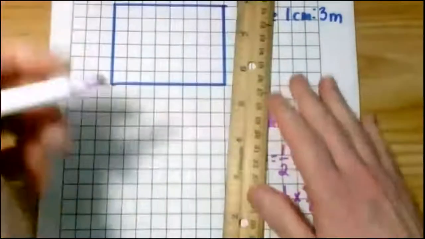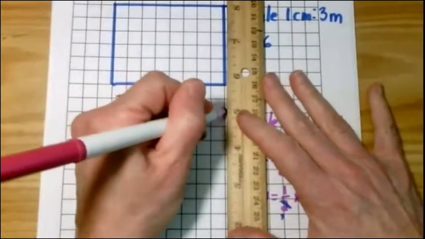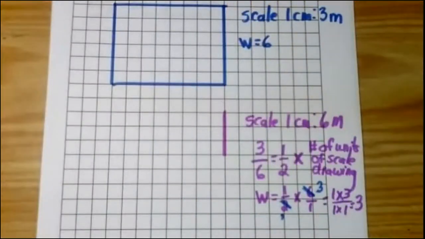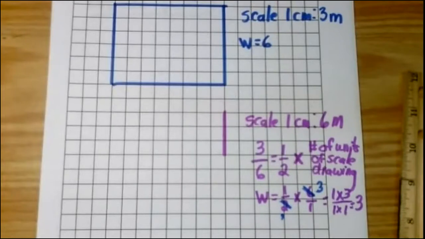So let's go ahead and draw that. 1, 2, 3. Our new width is going to be 3 units. So the new width is 3 units with our new scale.